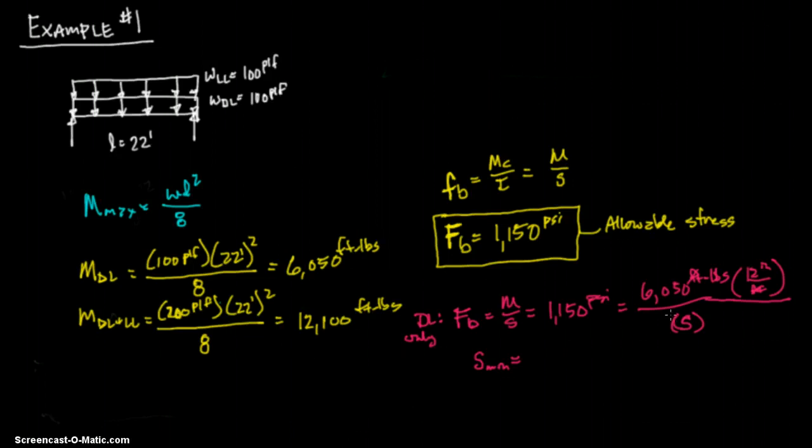We're going to bring S to this side, 1150 to this underneath, so it's 6050 divided by 1150. Oh, I forgot to times it by 12. And we get 63.1 inches cubed. Let's check that. Make sure we're on the right path. 63.1 inches cubed, we're right on. Alright, now we want to go to DL plus live load. Dead load plus live load.